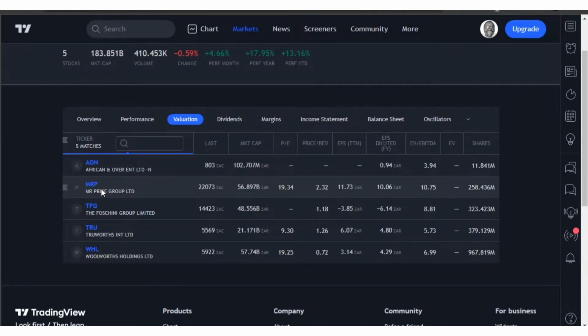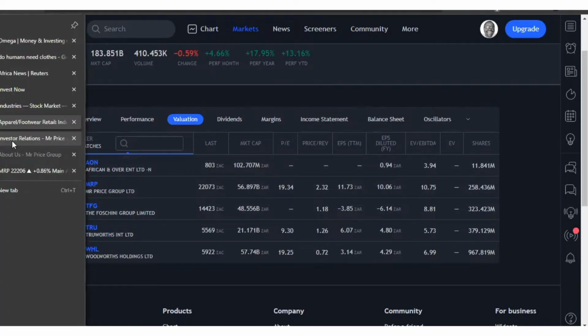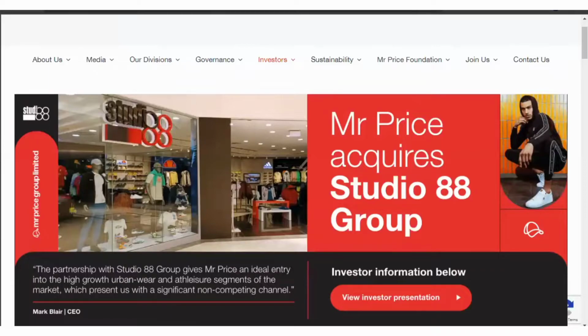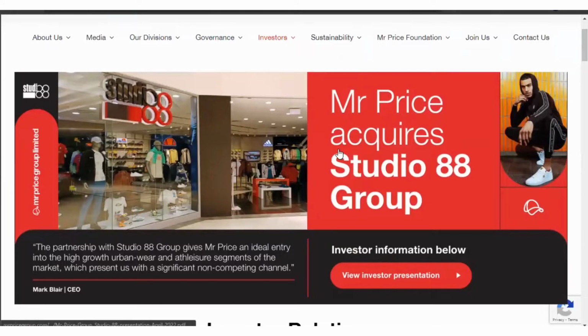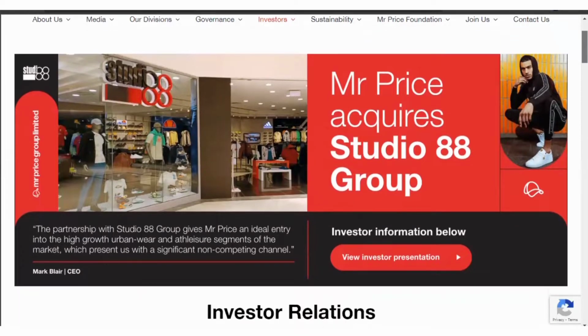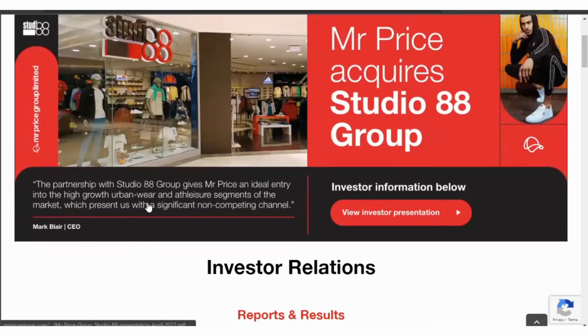But before actually looking at, say, Mr Price's charts, what I want to do is research more about the company. So the first place I'd start is Mr Price's own website, where I get to read a lot of news about Mr Price. I can see recently Mr Price acquired a controlling stake in Studio 88 Group. So these are the guys that own Studio 88. I've never bought anything from there, but I think some of their clothes are probably cool. I've seen them in shopping centers and malls. And they give a reason why they've bought Studio 88, but that's not what we're analyzing.